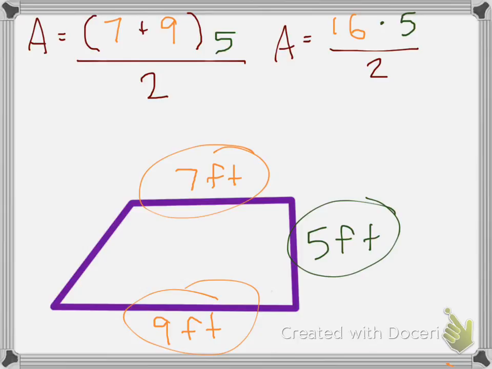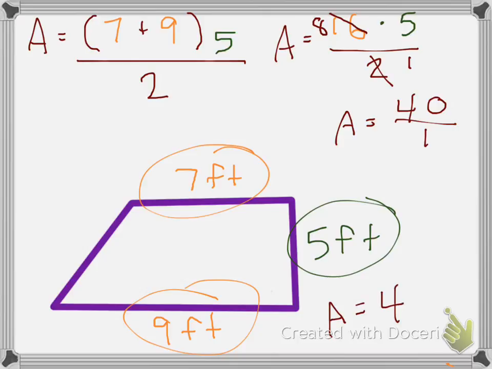So if I divide 16 by 2, that's going to be 8. And then 2 divided by 2 is going to be 1. So right now, instead of doing 16 times 5 divided by 2, I can do 8 times 5 and divide by 1. Well, 8 times 5 is 40, and the denominator is just going to be 1. So the entire area is going to be 40, and my units are feet. And because it's area, it's going to be squared. 40 feet squared is the area of this trapezoid.